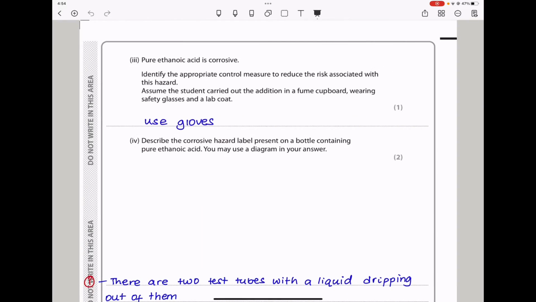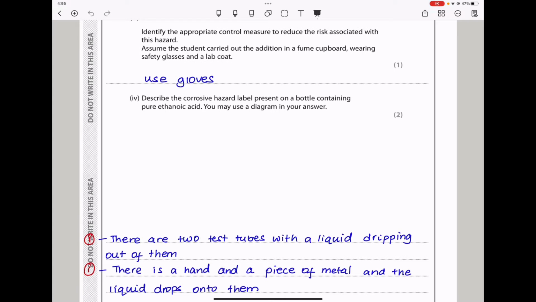And here they say pure ethanoic acid is corrosive. Identify the appropriate control measure to reduce the risk associated with this hazard. Assume the student carried out the addition in a fume cupboard wearing safety glasses and a lab coat. Because it's corrosive, they had to wear gloves.